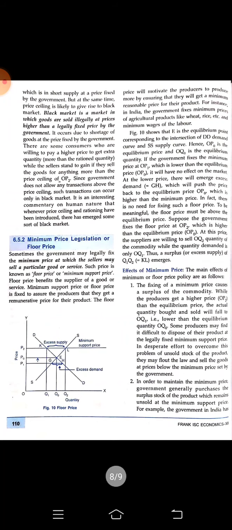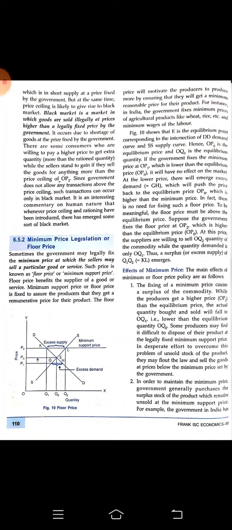which is in short supply at the fixed price by the government, but at the same time price ceiling is likely to give rise to black market. Black market is a market in which goods are sold illegally at prices higher than the legally fixed prices by the government. The next subtopic is minimum price legislation, or you can say the floor price. Sometimes the government may legally fix a minimum price at which the sellers may sell a particular good or service. Such a price is known as floor price or minimum support price.